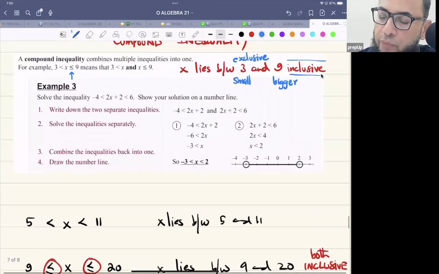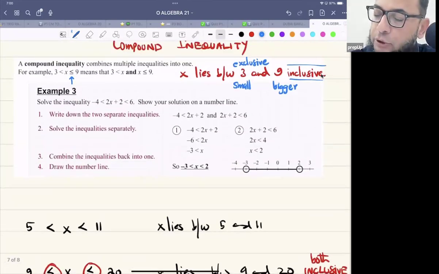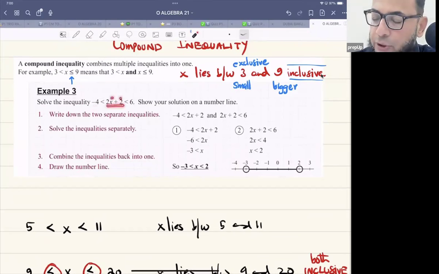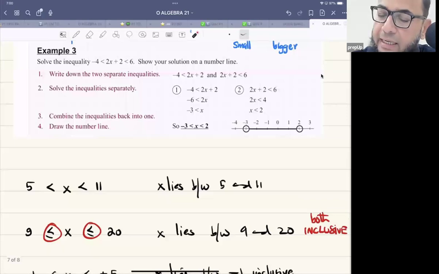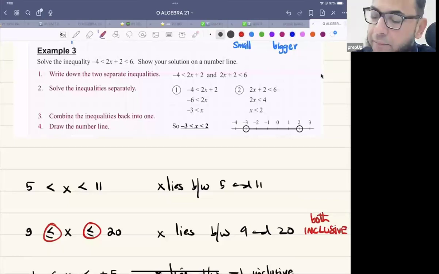Now over here, how do we solve it? It says solve the inequality -4 less than 2x plus 2 less than 6, show your solution on a number line. So write it as two separate inequalities. This is one, -4 and 2x plus 2. And the other thing is that 2x plus 2 is lesser than 6.